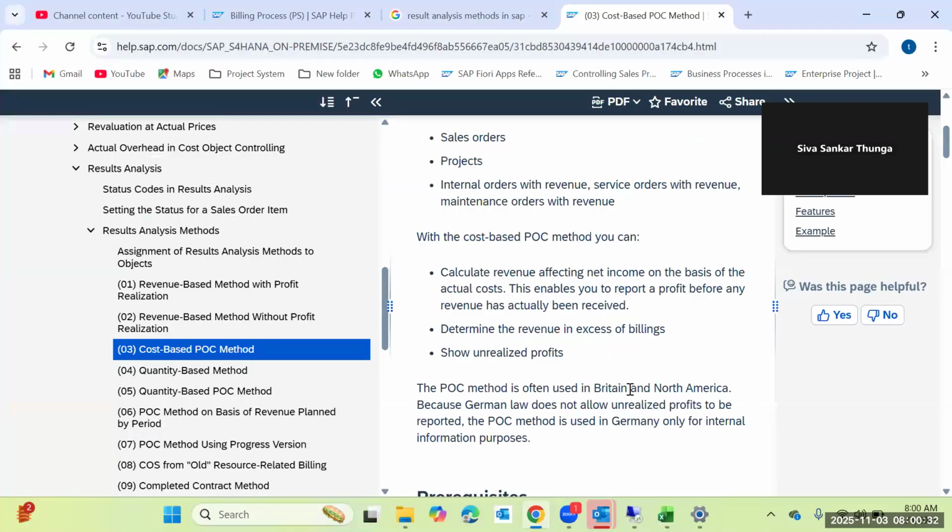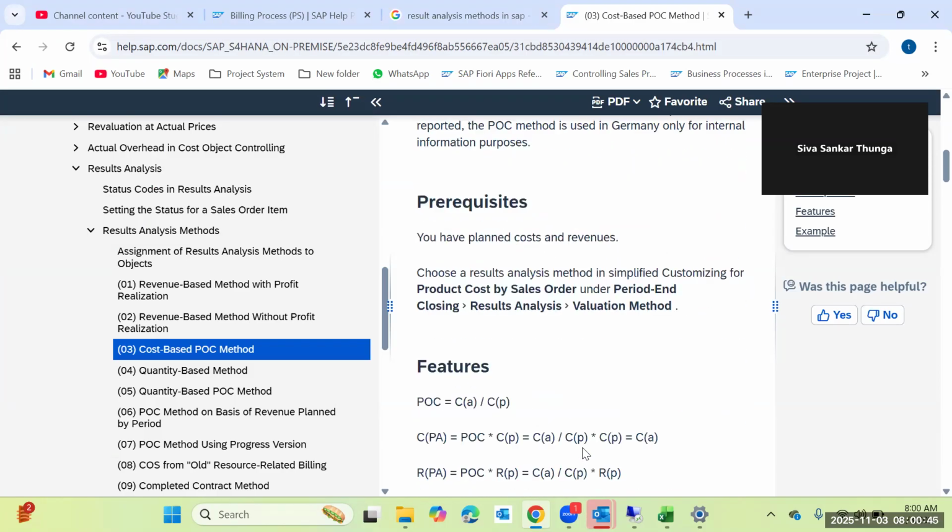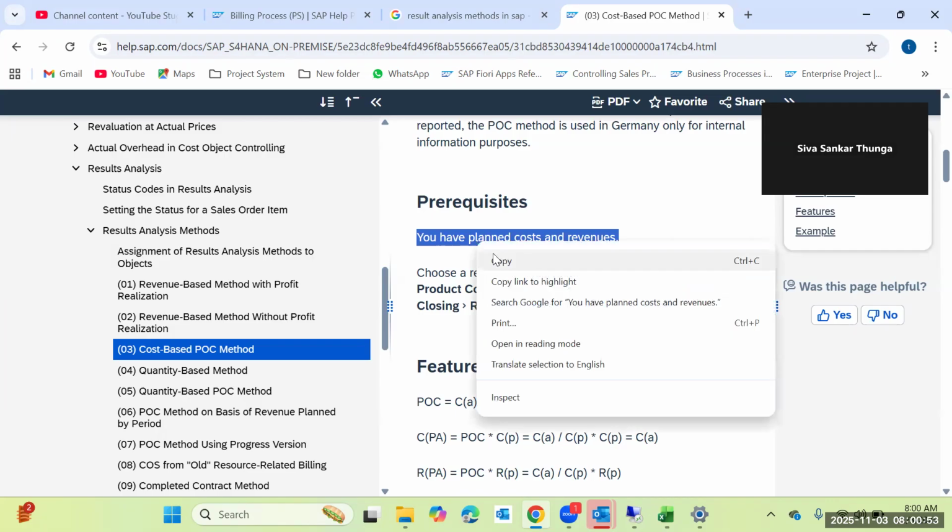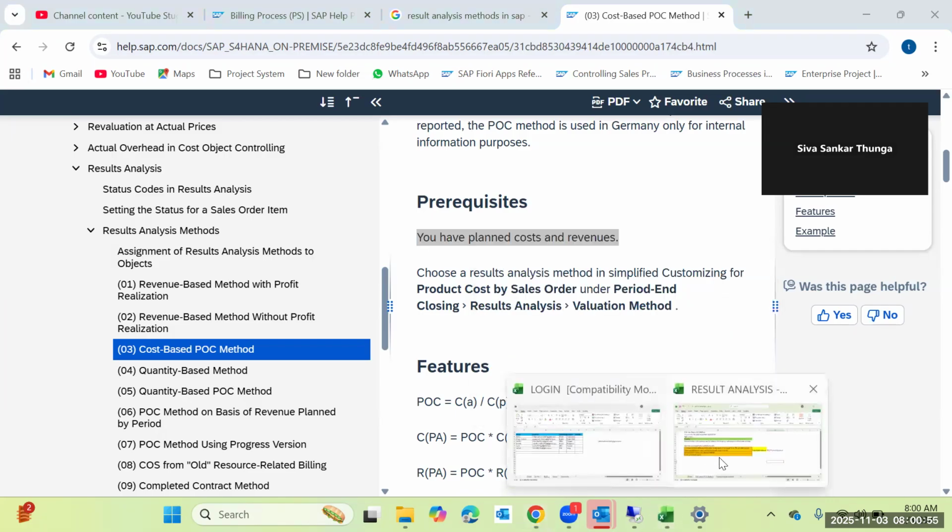The POC method is often used in Britain and North America because German law does not allow unrealized profits to be reported. The POC method is used in Germany only for internal information purposes. They use this for internal reports. You have planned cost and revenues, that is the prerequisite. So the prerequisite is that we must have planned cost and planned revenue.